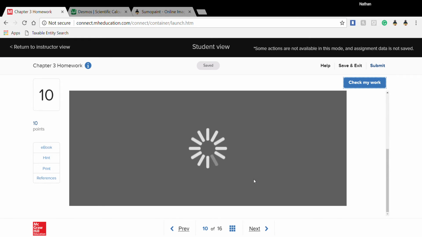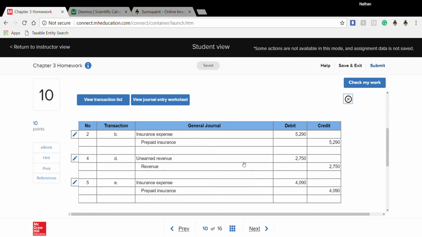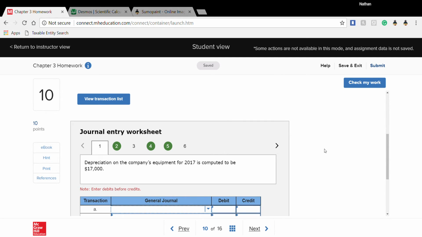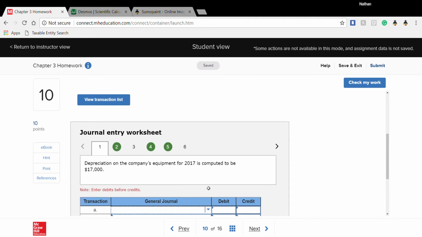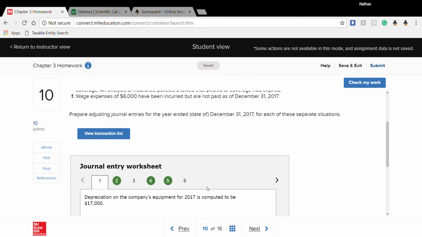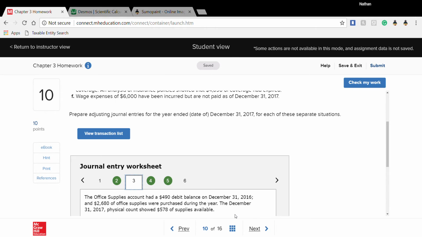Again, after you hit check my work, always hit the X so you can go back to the ones. But that's basically 10. Again, go back to some of the other questions if you've already completed them and got them correct, and you're going to use the same journal entries. You're just going to plug in the numbers. This one, you've got to do the same math that you did with question 7.